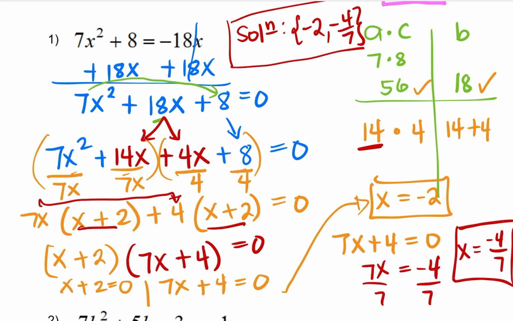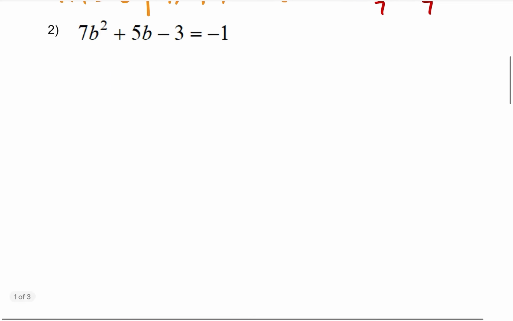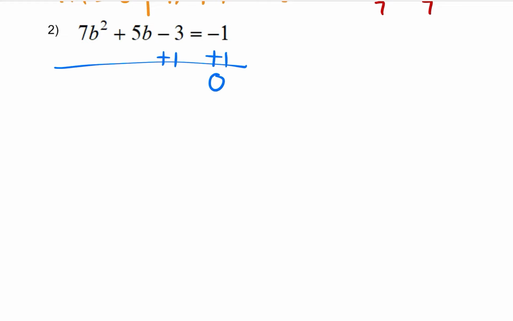Okay, so let's try another problem. Let's try this one right here. We want to make the equation equal to 0, so we're going to get rid of the negative 1. The inverse of negative 1 is positive 1. So this will give us a 0. Combine like terms, that would be 7b squared plus 56 minus 2.